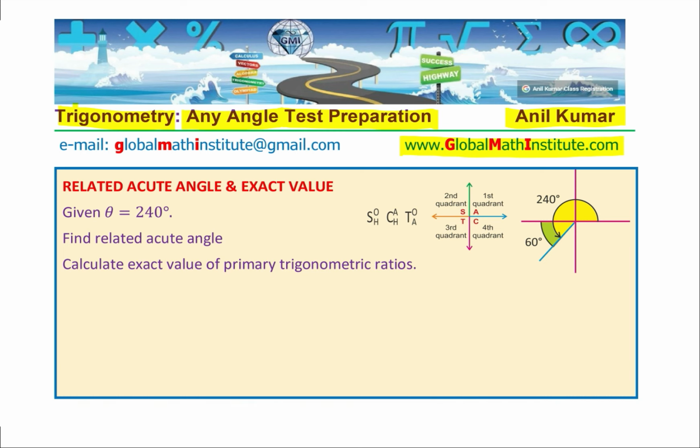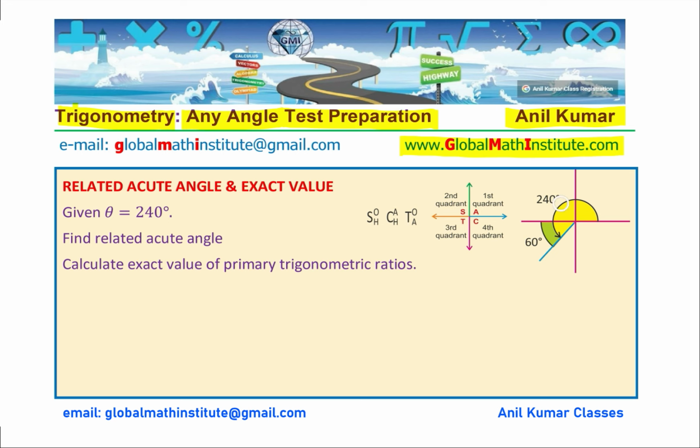First one here is based on related acute angles, and to find the exact value, we are given the angle of 240 degrees and we need to find the related acute angle and calculate exact value of primary trigonometric ratios. That means sine, cosine and tangent. You know, sine ratio is opposite over hypotenuse, cosine adjacent over hypotenuse, tan opposite over adjacent, and you also know the cos rule. Now here is how you have to look at the angle 240 degrees.